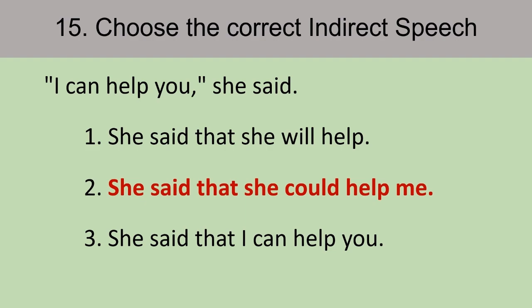She said that she will help. Will is not correct because the past of can is could, not will. And in "I can help you," she is saying I. So I becomes she and you becomes me because she is talking to me. And therefore second person changes to first person. Therefore this is the only one which is correct. There is a whole video on direct speech which you can watch again in case you have problems with this answer.